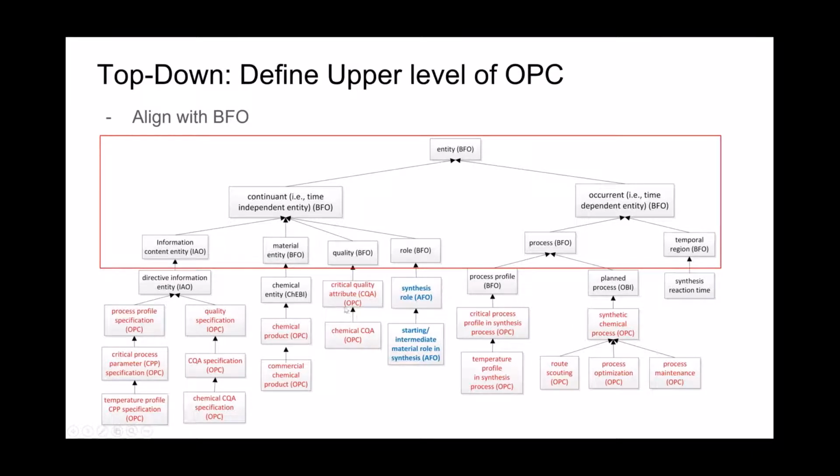So you can see many terms here we borrowed from BFO or some other ontologies like ChEBI for chemical entity. But we also include some new OPC terms like the synthetic chemical process. You have three branches: route scouting, process optimization, and process maintenance. And then we are looking for process profiles, like a critical process profile in a synthetic process, for example, temperature profile. And then we can look for the quality and the information data, and we can put it all together.